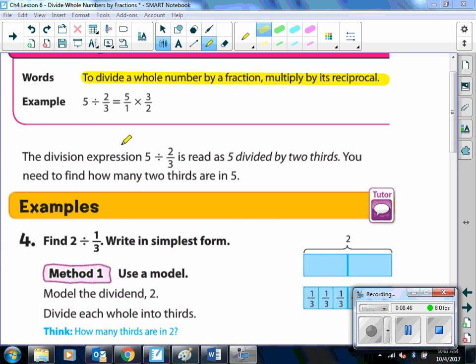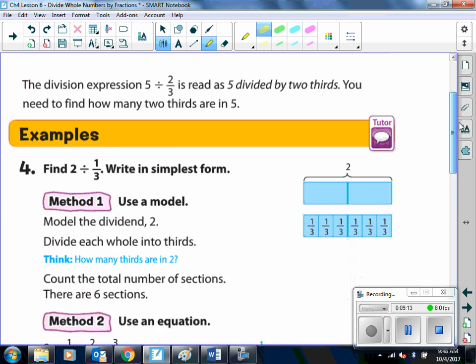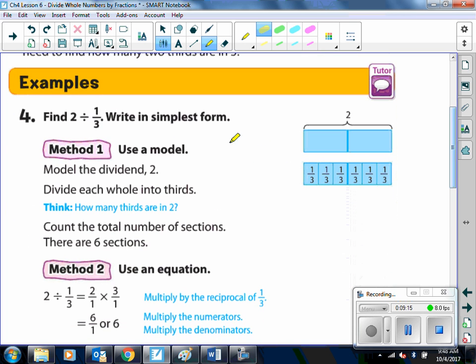All right, so here it says the division expression 5 divided by 2/3 is read as 5 divided by 2/3, right? So if I'm looking at this problem, that means we need to know how many 2/3 we can break up the 5 into, okay? So how many 2/3 can I get out of 5? And that's what we're going to look at when we look at these picture models, okay?